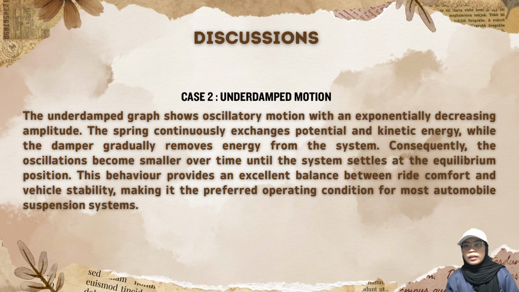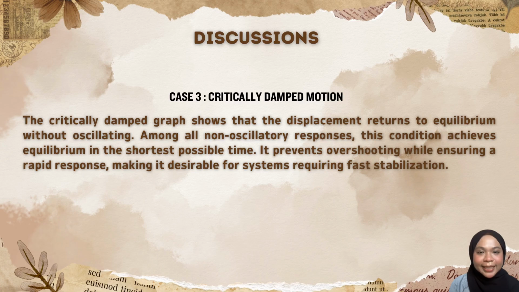This behavior provides an excellent balance between ride comfort and vehicle stability, making it the preferred operating condition for most automobile suspension systems. For case 3, critically damped motion, the graph shows that the displacement returns to equilibrium without oscillating. Among all non-oscillatory responses, this condition achieves equilibrium in the shortest possible time. It prevents overshooting while ensuring a rapid response, making it desirable for systems requiring fast stabilization.